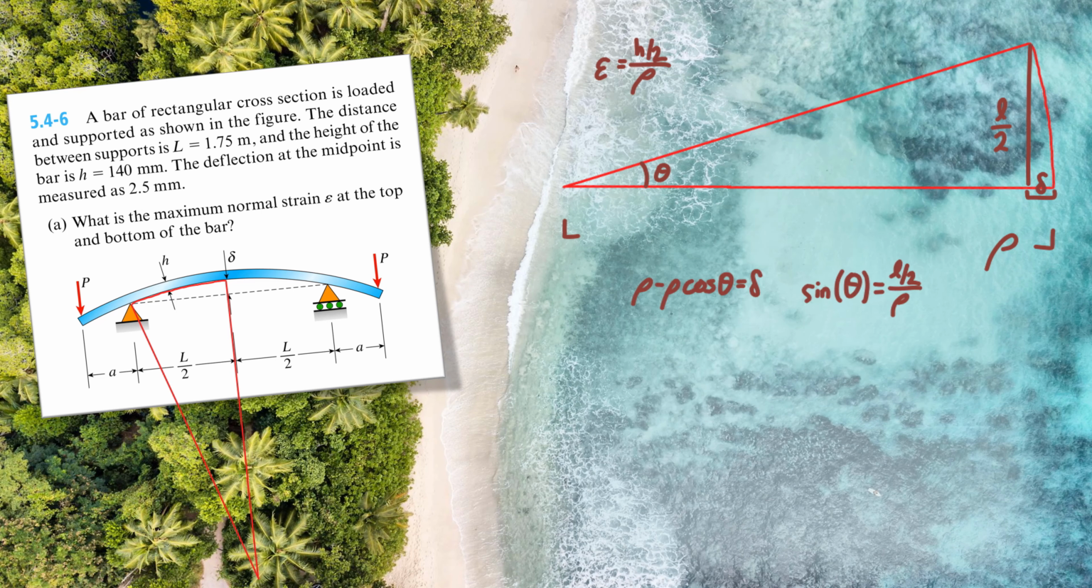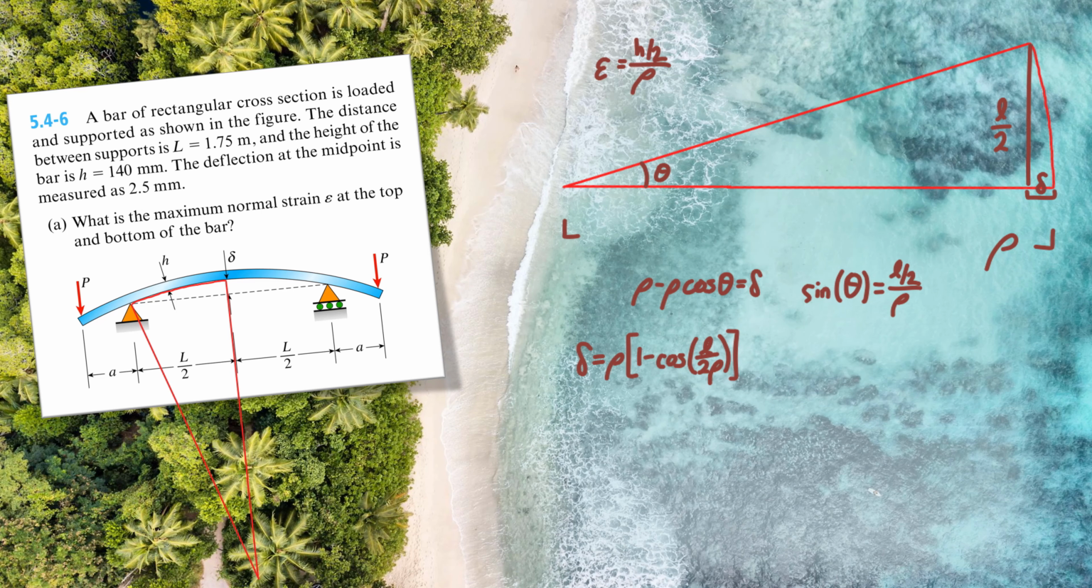Looking at this, I can say that if I take my rho length and I subtract rho cosine theta, I will get delta, and the sine of my theta equals L halves over rho. Take a look at my image here and see if that makes sense to you. Once I figure this out, I can plug in my L halves over rho for my theta using the small angle approximation, which, even though it doesn't look very small on our image here, it is exaggerated.